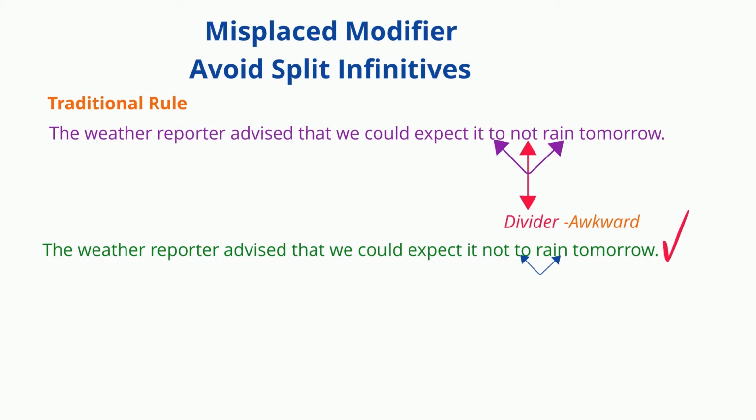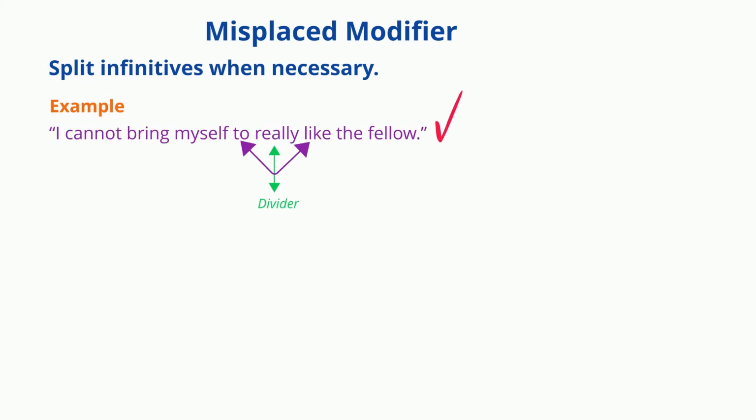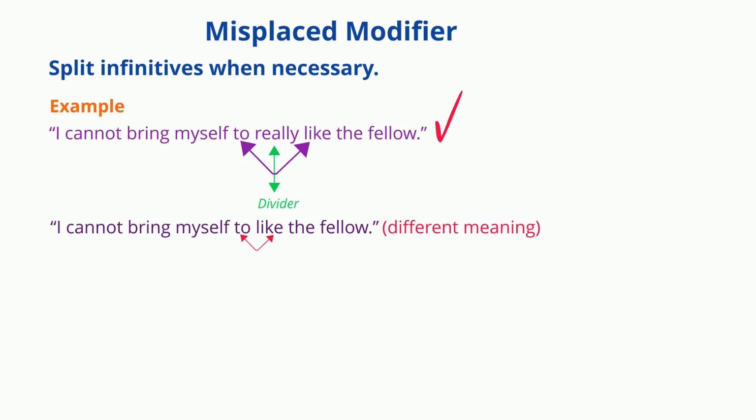Better. However, in some cases, it is more natural to split the infinitive, as in this example. I cannot bring myself to really like the fellow. The meaning is clear. Unsplitting the infinitive would only result in an awkward construction. For example, I cannot bring myself to like the fellow. Different meaning.